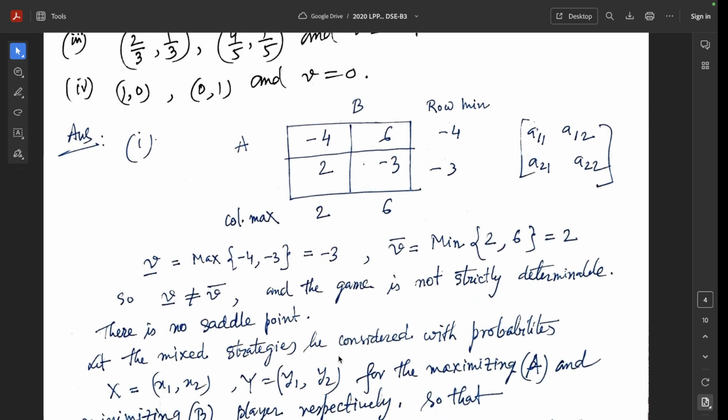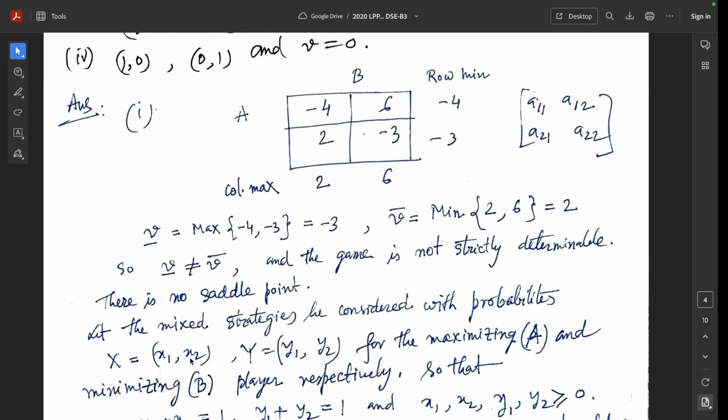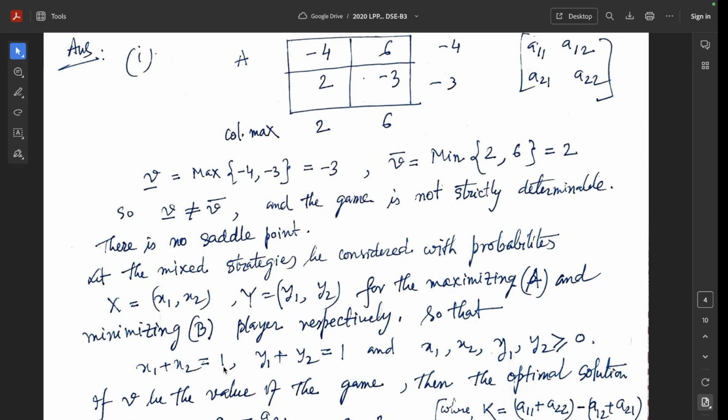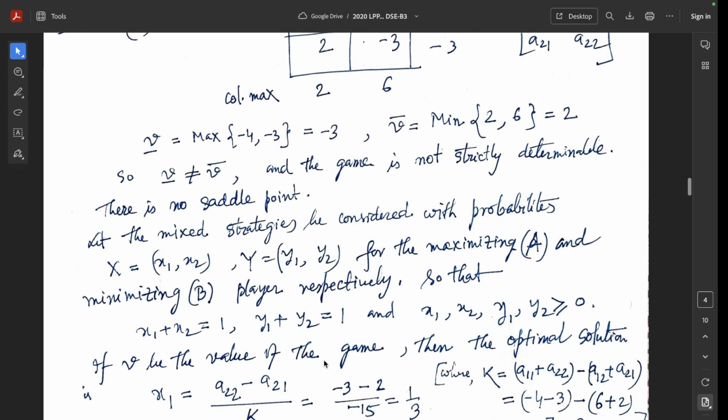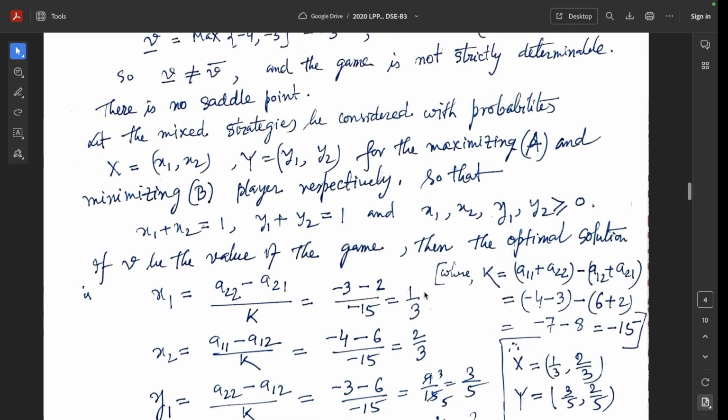Let us apply mixed strategies and consider the probabilities x1, x2 and y1, y2 for the maximizing player A and the minimizing player B respectively. So x1 plus x2 equals 1, y1 plus y2 equals 1, where x1, x2, y1, y2 are all greater than or equal to 0. If V is the value of the game, then the optimal solution is x1 equal to (a22 minus a21) by K.